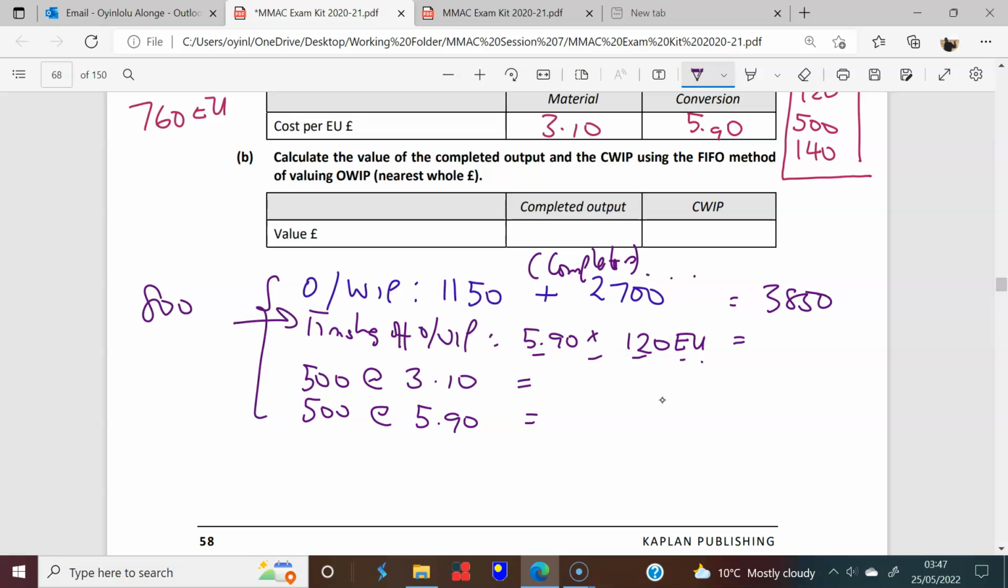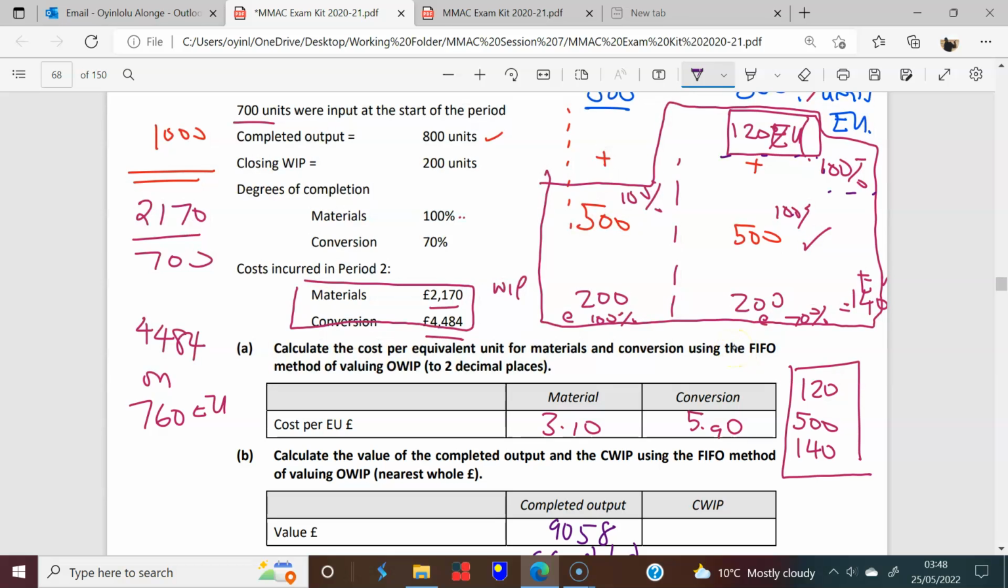And then here we have the £5.90 times the 120. Here we have 708. Here we have 500 times £3.10. Here we have 1550. And here we have 500 times £5.90, and we have 2950. So we can find what the total value of our completed output is by adding all these together. Plus 708 plus 3850, which is 9058. So completed output 9058.